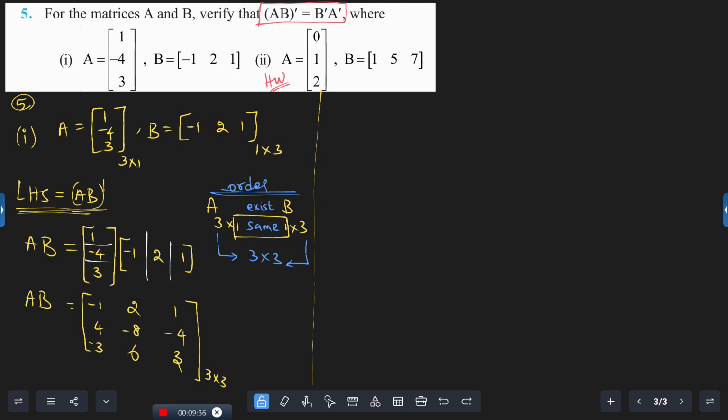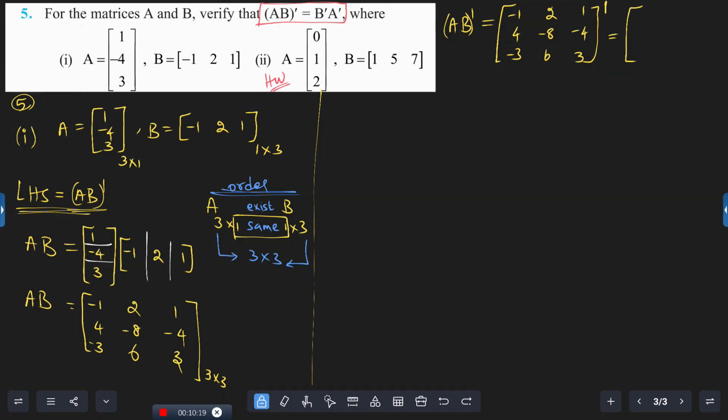Okay, we should not stop at AB, we need to find AB transpose. So again you want to take the transpose here. Taking the transpose of AB, the whole transpose, we have to apply this. The dash means transpose: a row you write as a column, and a column you write as a row. First I am writing the matrix as it is: minus 1, 4, minus 3; 2, minus 8, 6; 1, minus 4, 3. For this we have to take the transpose, I said. Transpose or dash, which is equal.